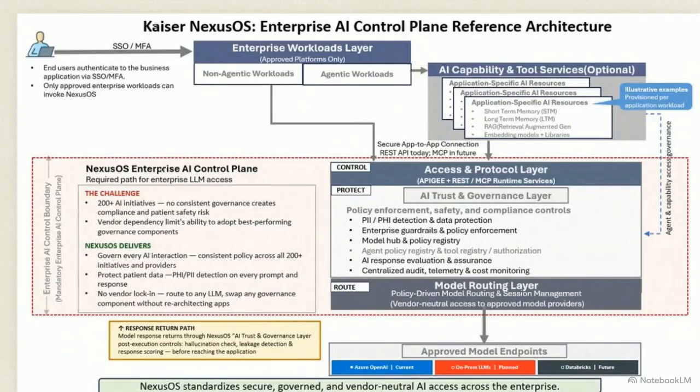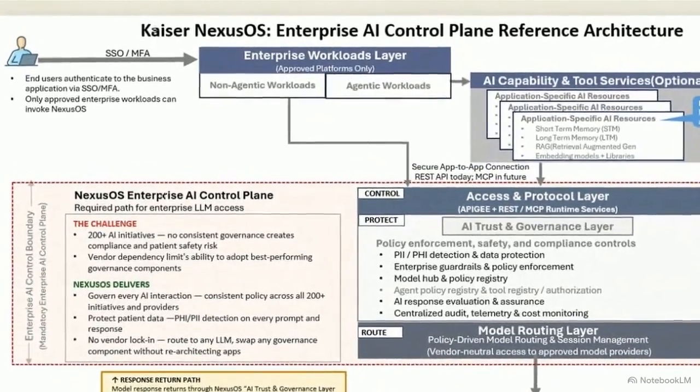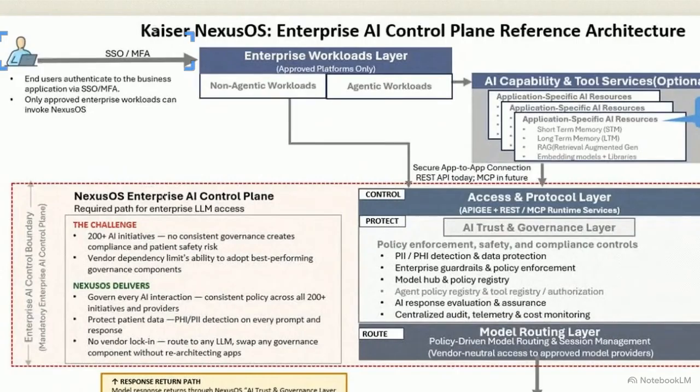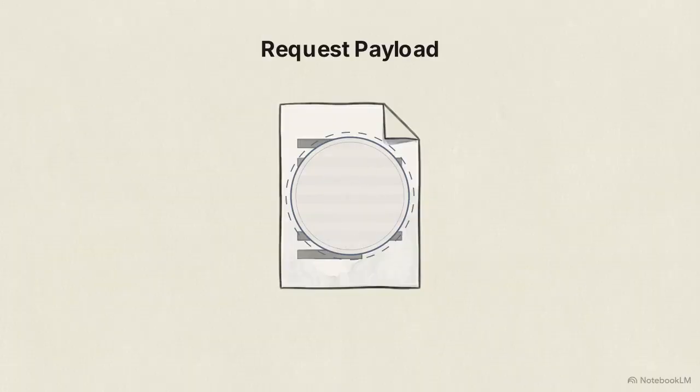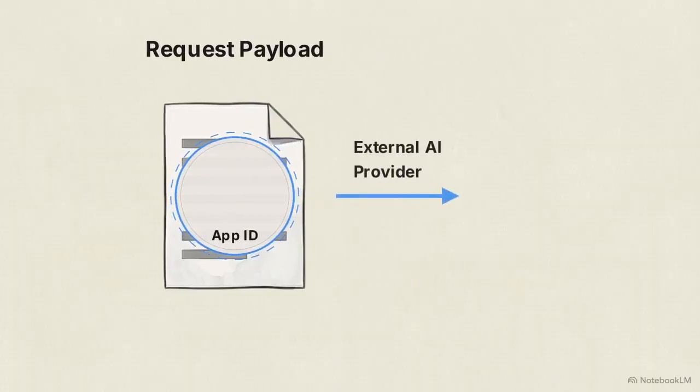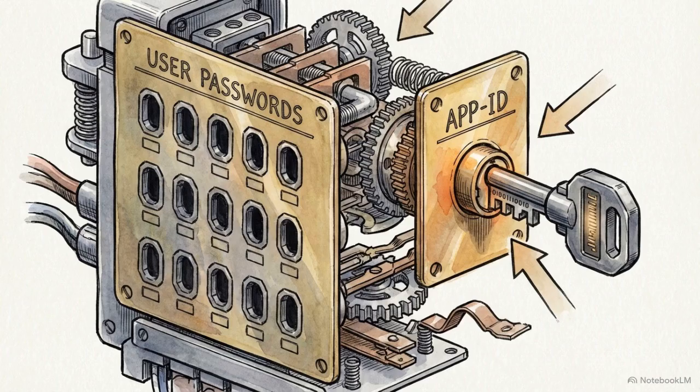When an interaction occurs, the enterprise application initiates a secure REST API call to the NexusOS API endpoint. It authenticates the payload solely using its App ID rather than the individual user's identity. This app-to-app proxy model removes the human user's identity from the external transaction entirely. It physically eliminates the risk of individual credential leakage or unmonitored backdoor access.